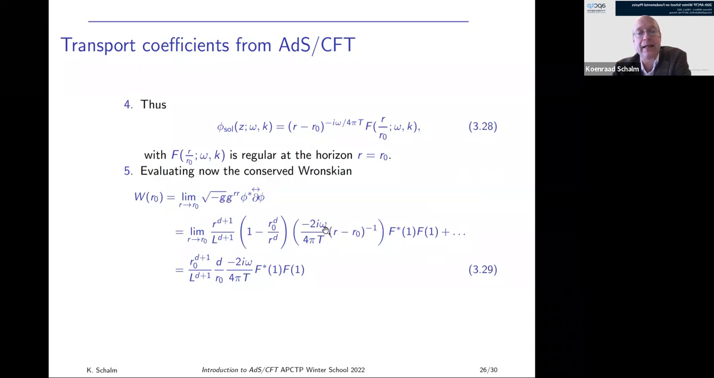Then I really have to evaluate this strictly at the horizon. So the right way to think about it is that I should take the limit of these prefactors. I've taken the limit to the horizon of the field phi here, but I've not appropriately taken the limit of the prefactors. When I combine and simplify that, it gives me this combination: d over r naught minus 2i over 4 pi T times these factors. So this is the value of the Wronskian, and not only is this the value of the Wronskian at r naught, it's the value of the Wronskian everywhere. This is now what we're going to substitute into the expression for the Green's function to compute the shear viscosity.